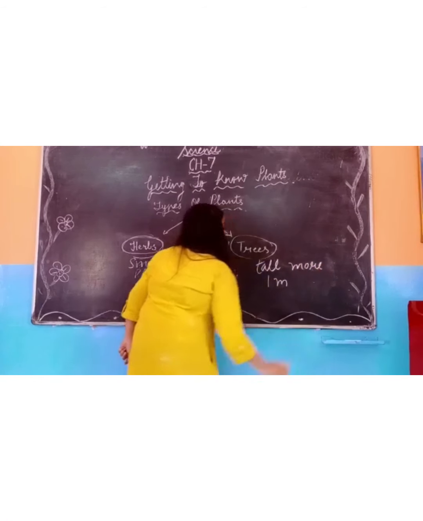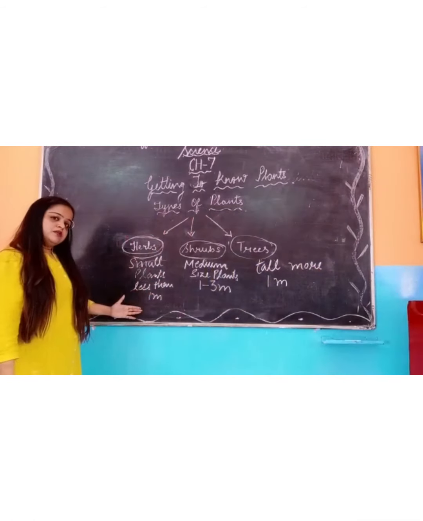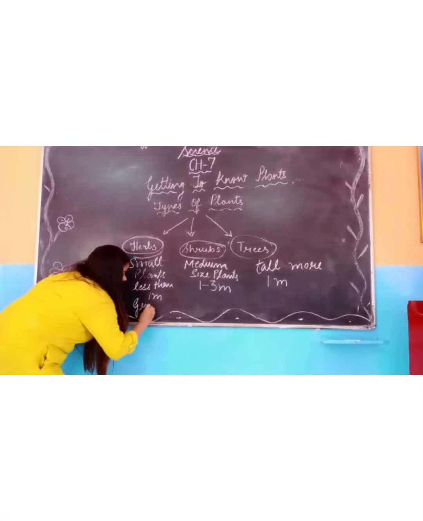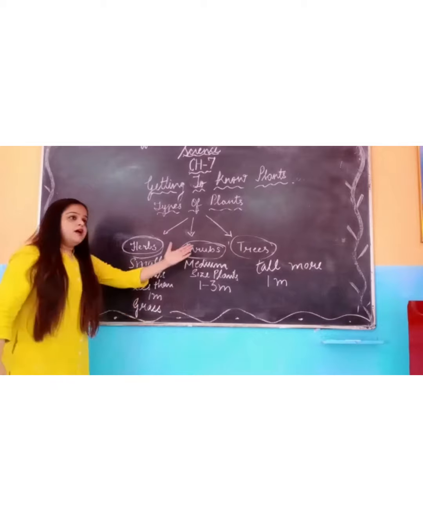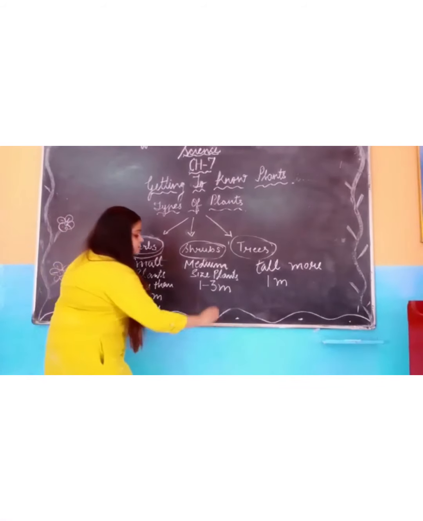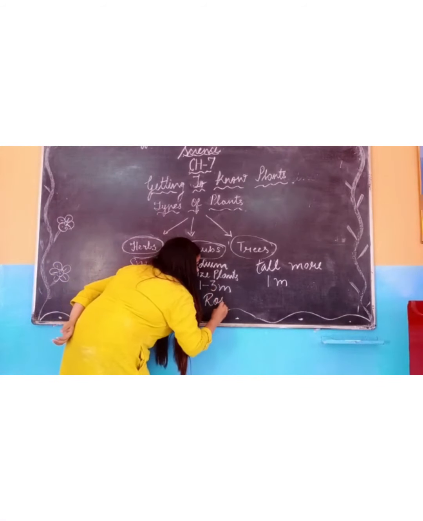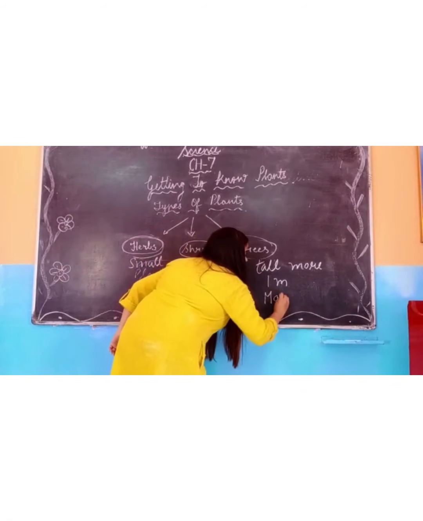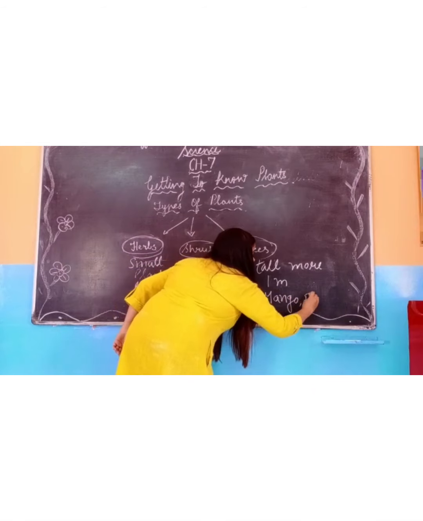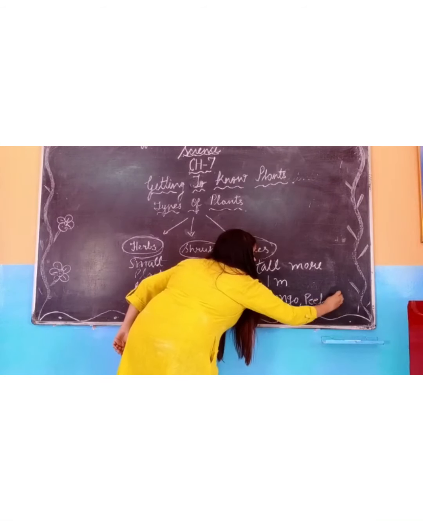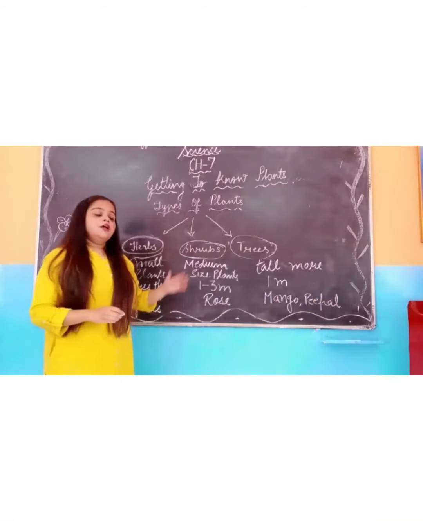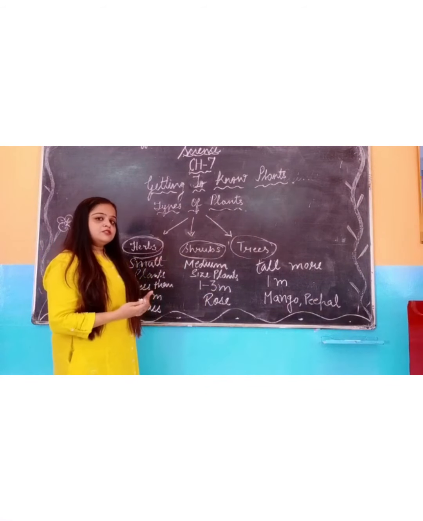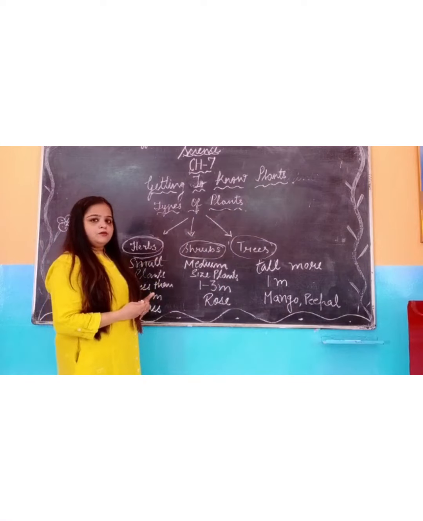So examples of herbs are grass. And of shrubs is rose. And of trees are mango, peepal, etc. I hope you have understood each and everything. So in the next class we will look more at this.